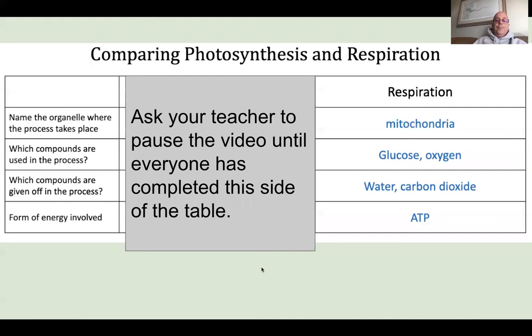All right. Let's take a look at respiration. Respiration takes place in the mitochondria. It starts with glucose and oxygen and produces water and carbon dioxide. And in this case, the form of energy involved is ATP, but instead of being at the beginning of the reaction, it's at the end of the reaction. Here again, if whoever's the boss of you in the room would just pause the video until you get a chance to get those answers written in onto your chart.